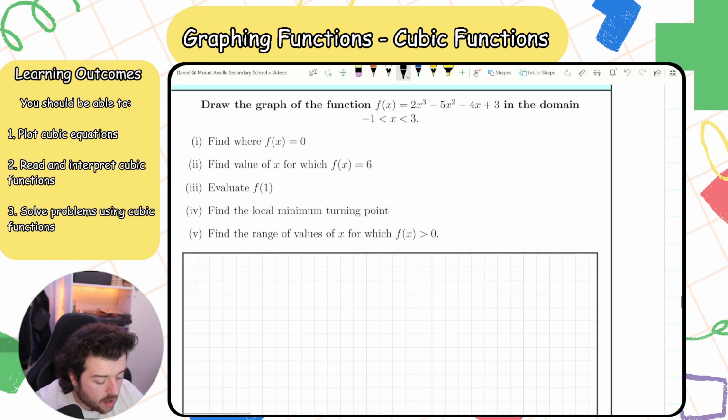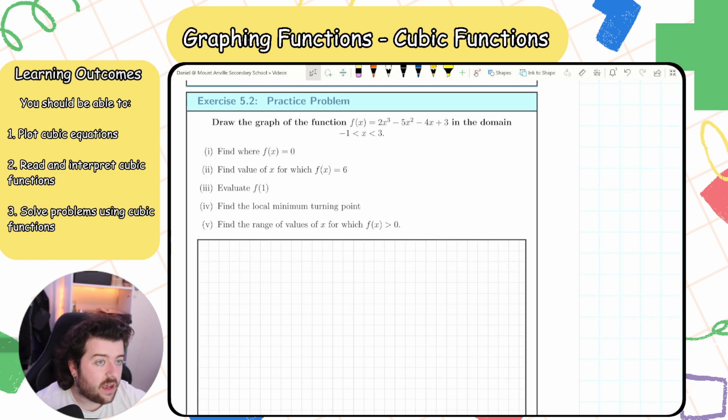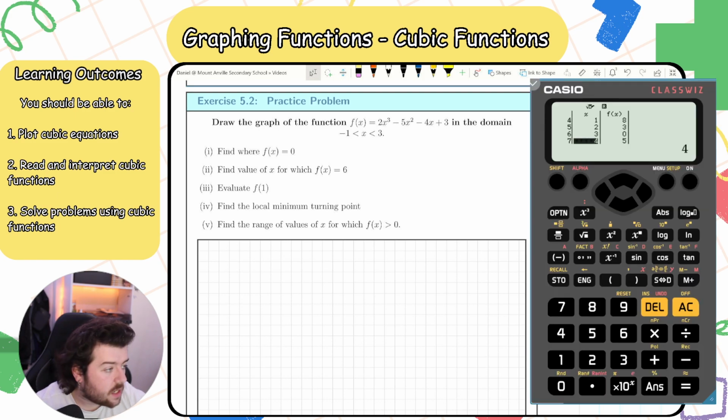It's a practice problem. Draw a graph of the function 2x cubed minus 5x squared minus 4x plus 3 in the domain minus 1 to 3. Find where f of x equals 0, the value of x for which f of x equals 6. Evaluate f of minus 1. Find the local minimum turning point. And then find the range of values for x for which f of x is greater than 0. So let's have a go at this. So we need to plot this out. I'm not plotting things out by hand, so I'm going to use my calculator. So use my calculator, boom, type in my function.